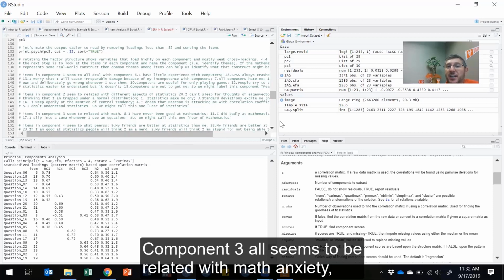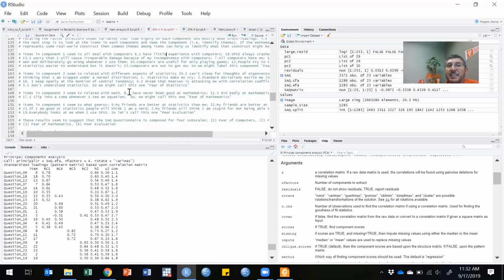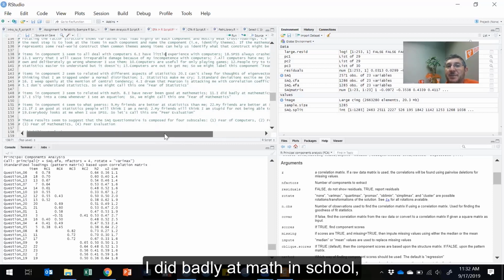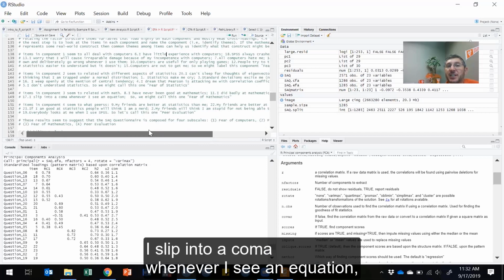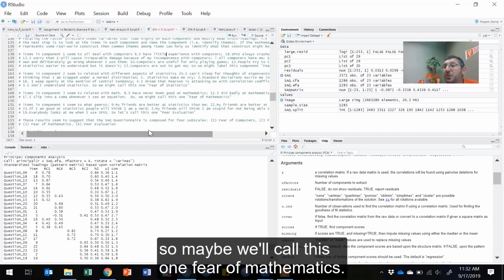Component 3 all seems to be related with math anxiety. I've never been good at math. I did badly at math in school. I slip into a coma whenever I see an equation. So maybe we'll call this one fear of mathematics.